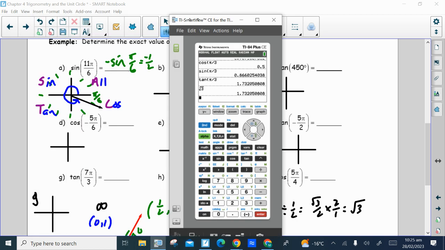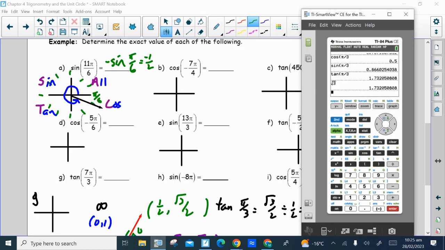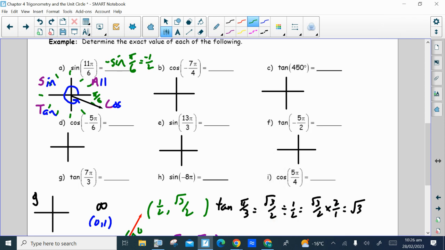And we can check this on our calculator. We just have to make sure that we are in radian mode because this angle is in radians, which I am already. So if I take the sine of 11 pi on 6, I get negative 0.5, which is negative 1/2. You should never get these wrong because you can always use your calculator to check. So there's the first one done.